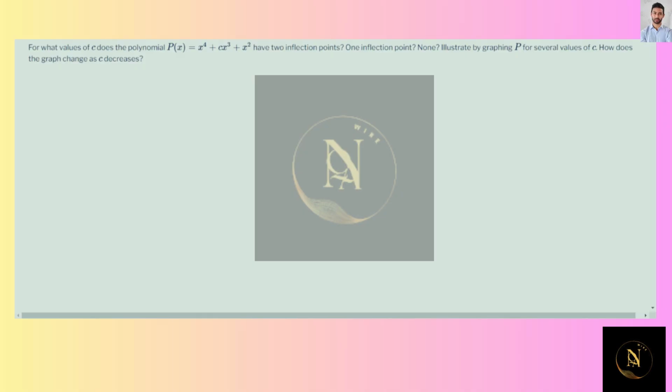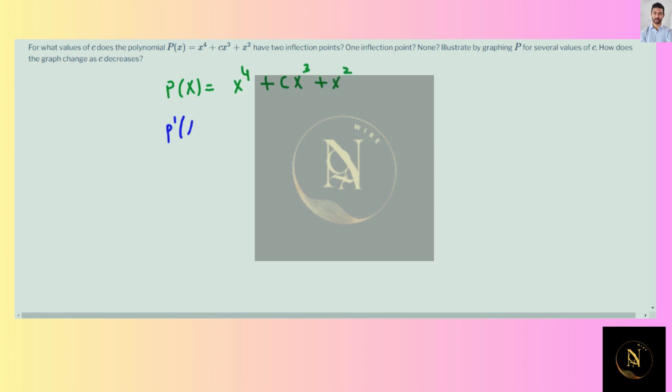It asks for what values of c does this polynomial have two inflection points, or one inflection point, or no inflection point, and we also have to illustrate this by graphing p for several values of c, and how the graph changes as c decreases. All right, so the inflection point is definitely the point where the double derivative becomes zero and the double derivative changes its sign. So this is the function.